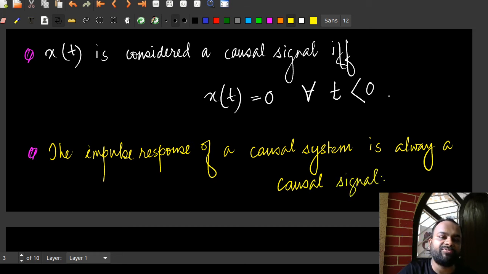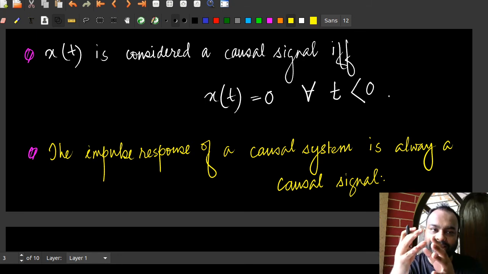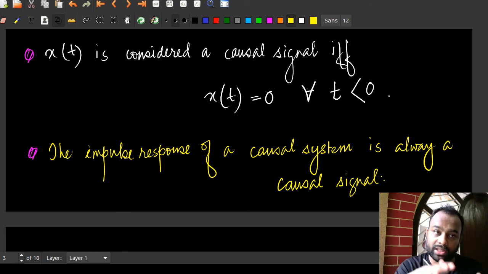Again, recall how we defined causality of systems. In terms of systems, we define causality in this way: the present output of the system can be determined entirely based on the knowledge of the present and past inputs. That in turn results in this: the impulse response of a causal system is always going to be a causal signal.